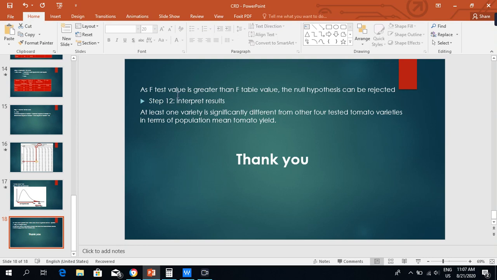In step 12, we interpret our results. As our null hypothesis is rejected, we can accept our alternative hypothesis. Therefore, in the interpretation part, you should write your alternative hypothesis. According to this problem, our alternative hypothesis is that at least one variety is significantly different from the other 4 tested tomato varieties in terms of population mean yield. So that is the end of the lesson.